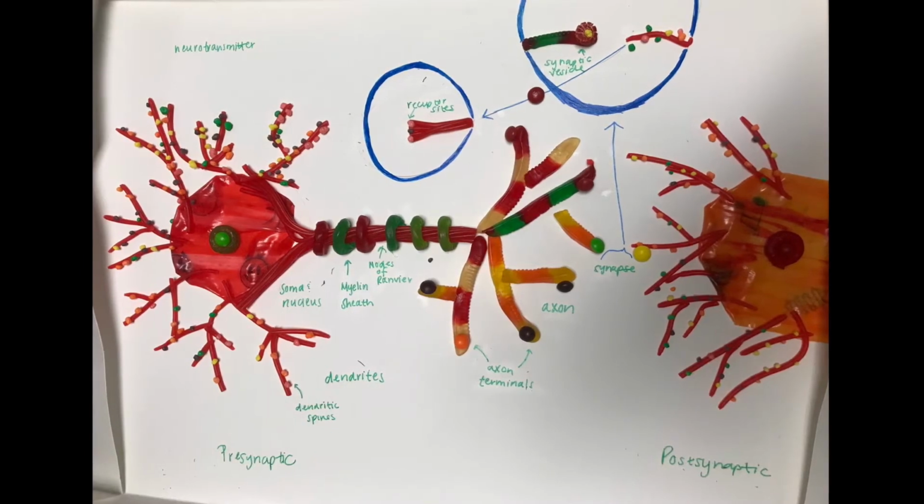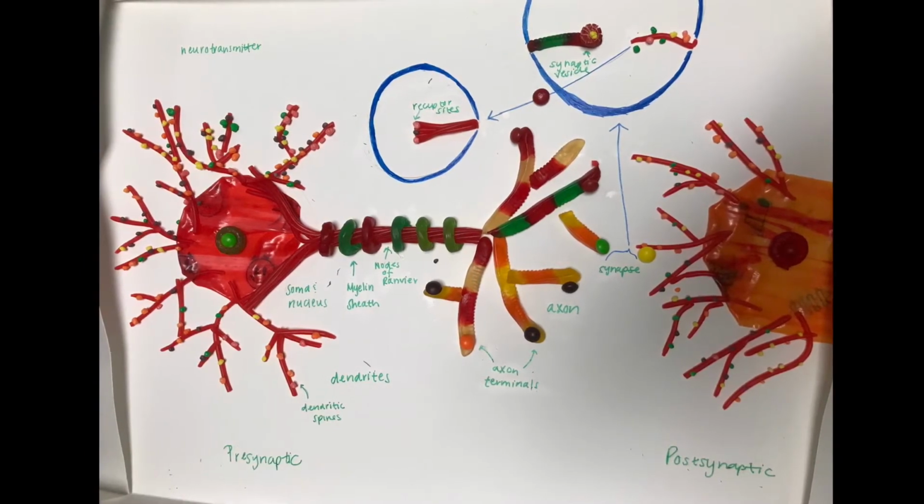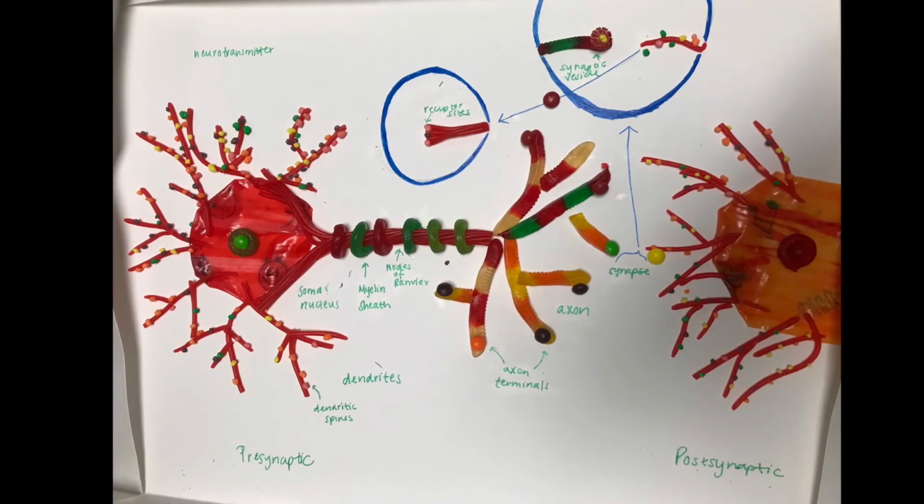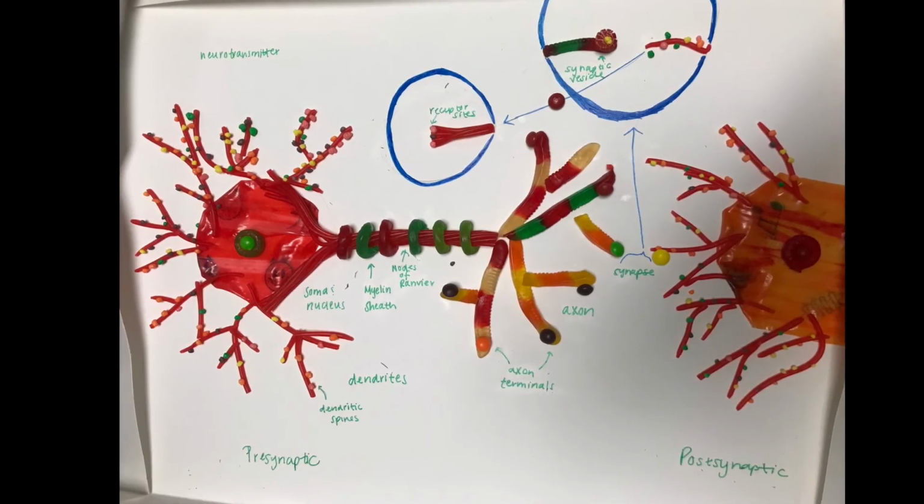There is an abundance of neurotransmitters in the synaptic gap. Some of them are reabsorbed by the axon terminals. This process is called reuptake and is a method used to clear the synaptic gap.